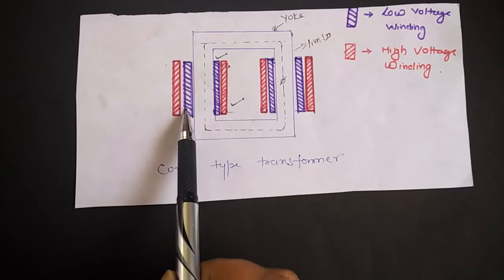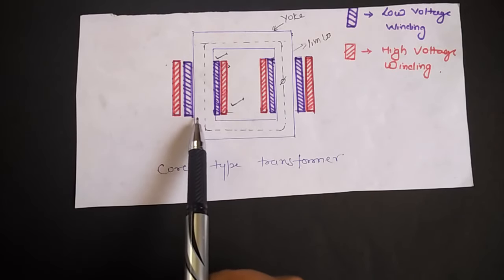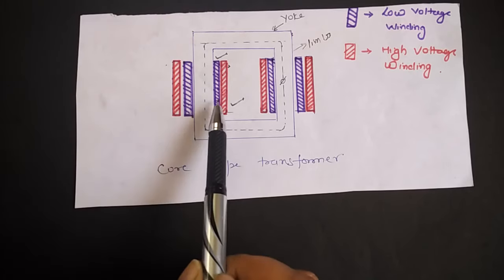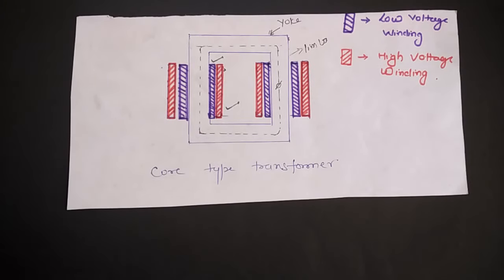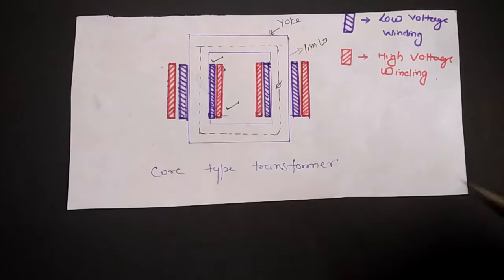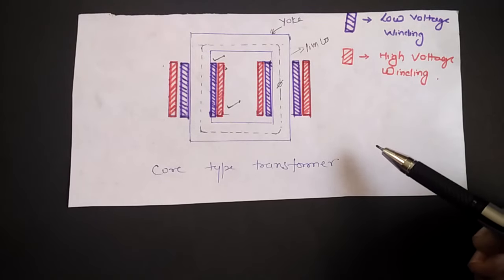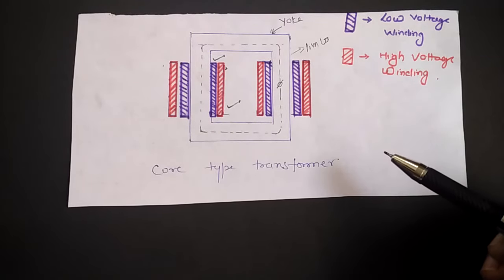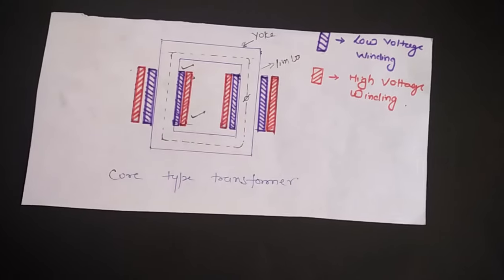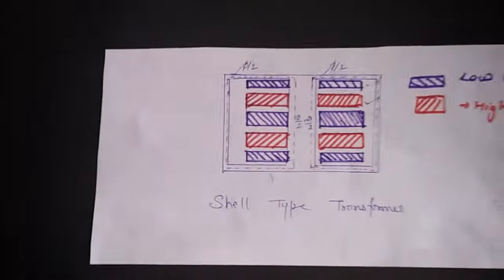The low voltage winding is placed adjacent to the steel core and the high voltage winding is placed outside it in order to minimize the amount of insulation. And as I've told you, based on the application, it is used in high voltage and high power applications. Okay, then there is your shell type transformer.